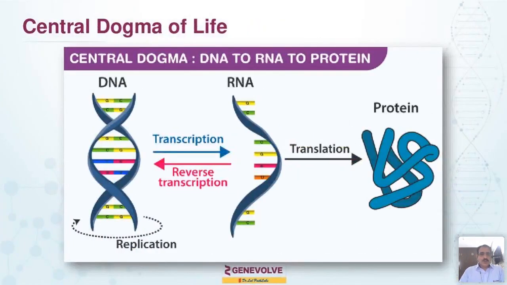So we all know what the central dogma of life is, from DNA to RNA and from RNA to protein. And what COVID has taught us is that from RNA also you can reverse transcribe and go back to DNA and amplify it, and that is what real-time PCR is all about. But today what we'll be discussing more is DNA to RNA and RNA to protein, and what happens if there are changes occurring within the DNA.